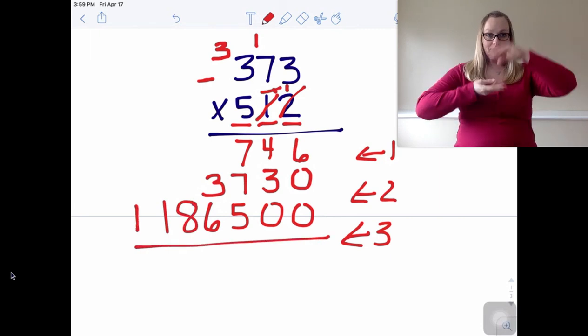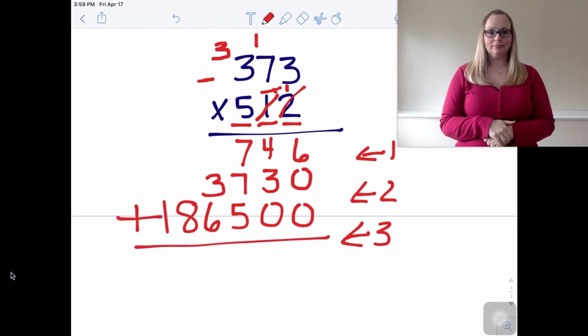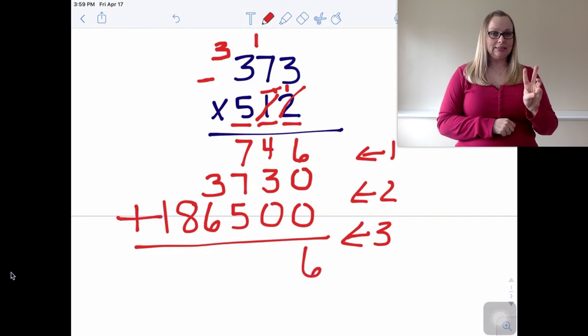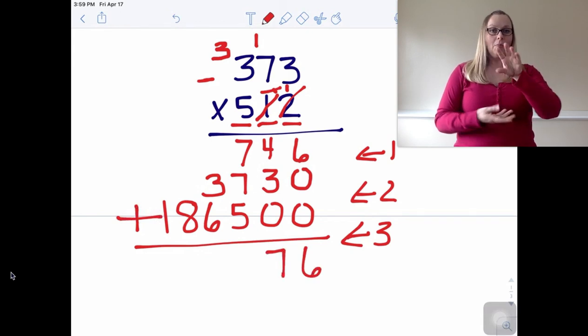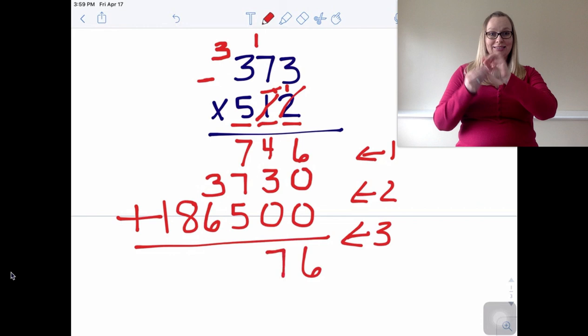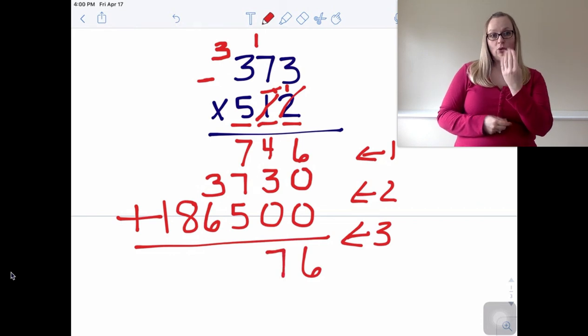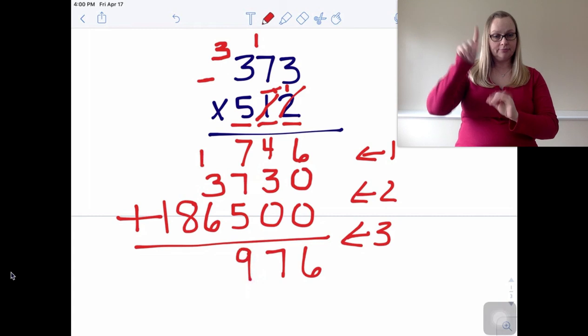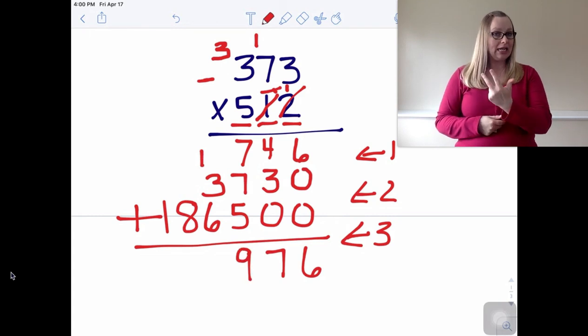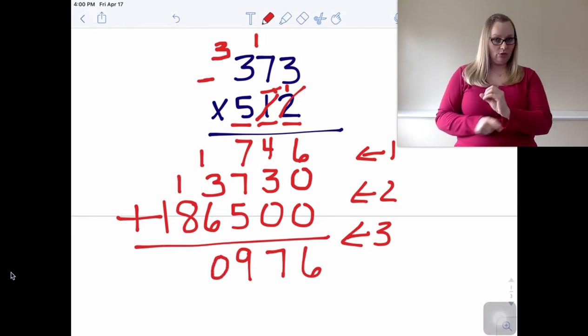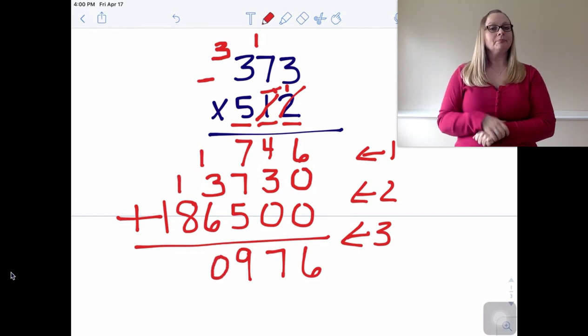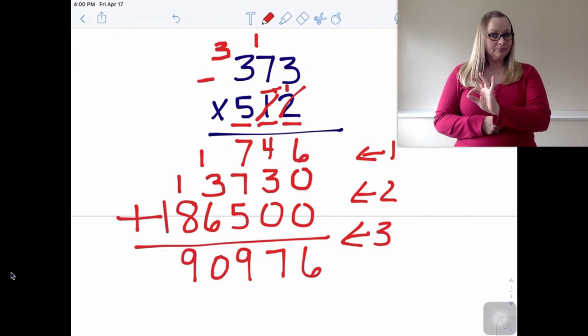Now I'm going to add all 3 rows. 6, 4 plus 3 is 7, 7 plus 7 is 14 plus 5 is 19. Carry the 1, put down the 9. 6 plus 3 is 9, plus 1 more is 10. I'm going to carry the 1 and put down the 0. 8 plus 1 is 9, and then the 1.